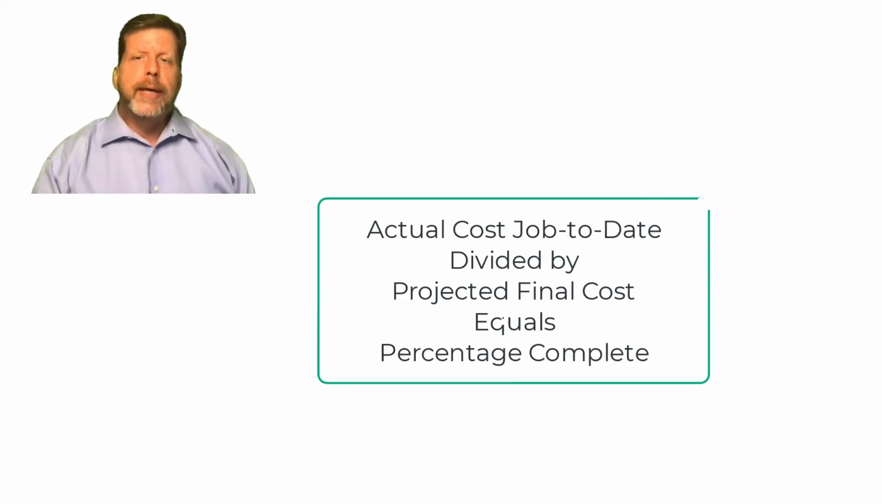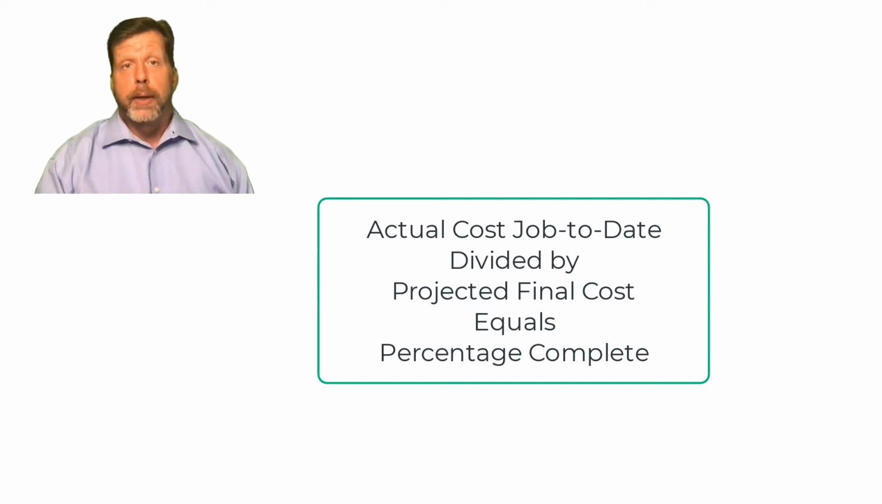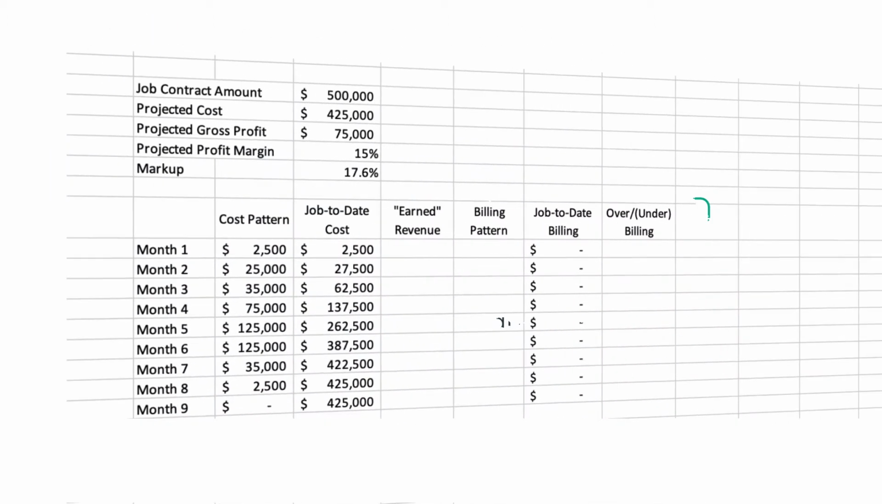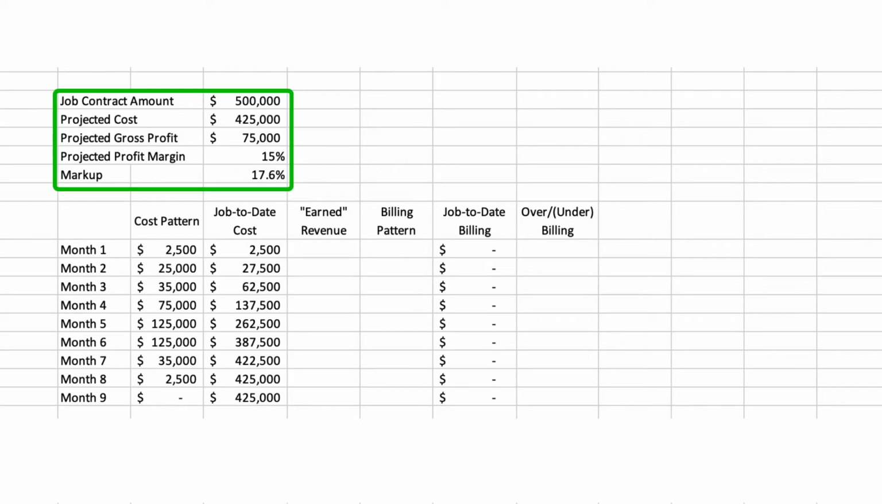At any point in time, you generally know how much your contract is for and have a good idea how much the job will cost when it is done. This estimate is used in the calculation of the revenue as you go along. Now suppose you have a job where the contract amount is $500,000. The projected cost is $425,000. That leaves you a gross profit of $75,000. Your gross margin is 15%. When you calculate the markup, it comes up to 17.6%.